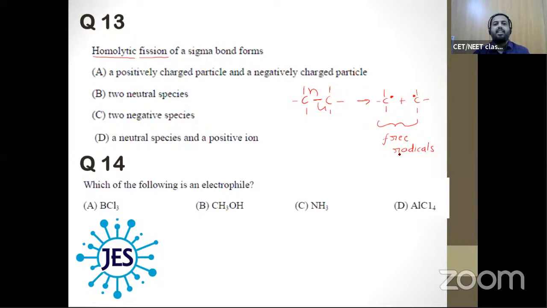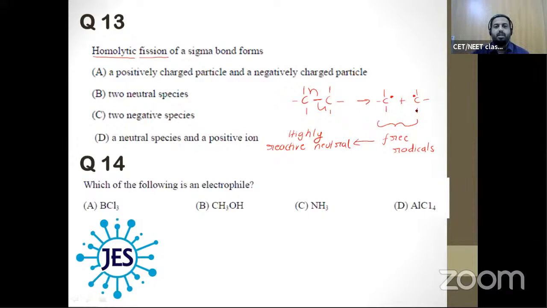So free radicals are neutral species. They don't carry any charge. These are highly reactive. Neutral does not mean they are not reactive. These are highly reactive, neutral species. Let me see what is being given in the chat section.